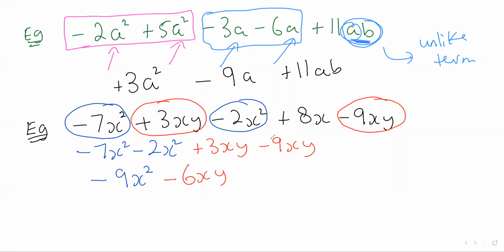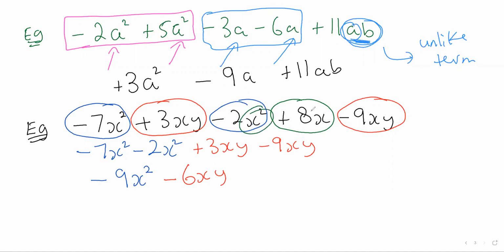We simplified all the like terms. Anything missing? Anything we left out? We good there, students? The unlike term. Excellent. The unlike term is positive 8x. There's no other x term here. The other term is very close to it, yes, but they are not the same.